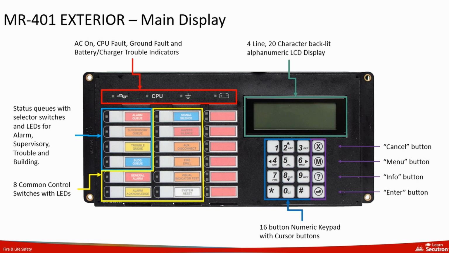On the MR-401 panel main display, we have the AC on, CPU fault, ground fault, and battery charger trouble indicators located at the top. Below, there are status cues with selector switches and LEDs for alarm, supervisory, trouble, and building status indication. There are 8 common control switches, each accompanied by an LED. The main interface includes a 4-line, 20-character backlit alphanumeric LCD display. Below the display, there is a 16-button numeric keypad with cursor buttons for navigation, and also dedicated buttons for Cancel, Menu, Info, and Enter for user interactions.